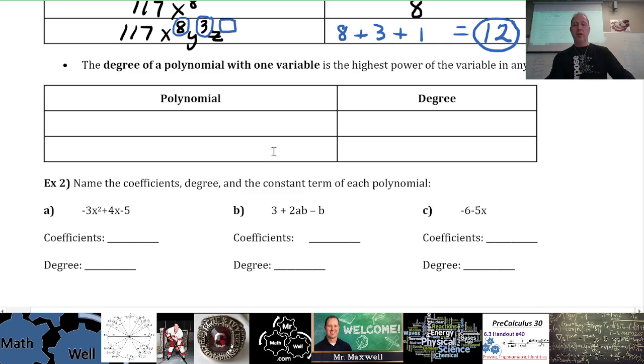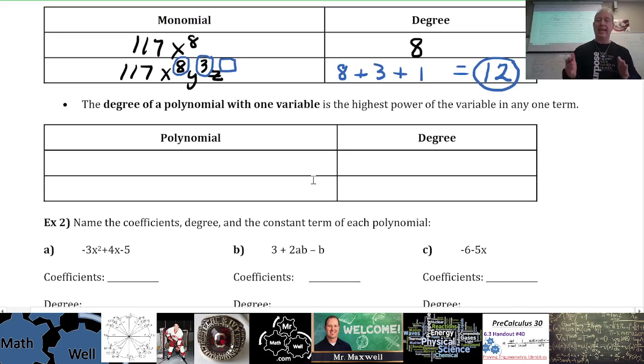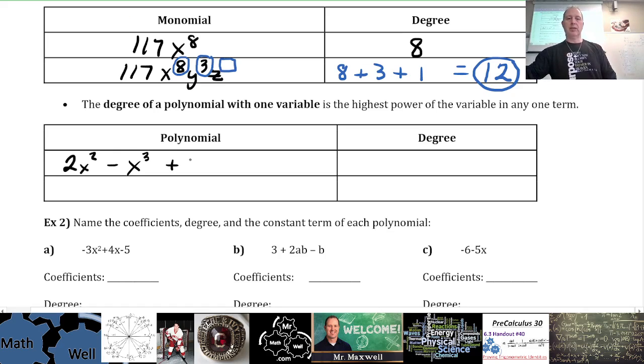So, polynomials. Again, I gave you examples like this already, but let me give you some more. If I had something like 2x squared minus x cubed plus 5, in this polynomial, what's the degree of this polynomial? Sorry? 3. Okay, does anybody else agree with 3, or do you have another idea? I see some hands going up.